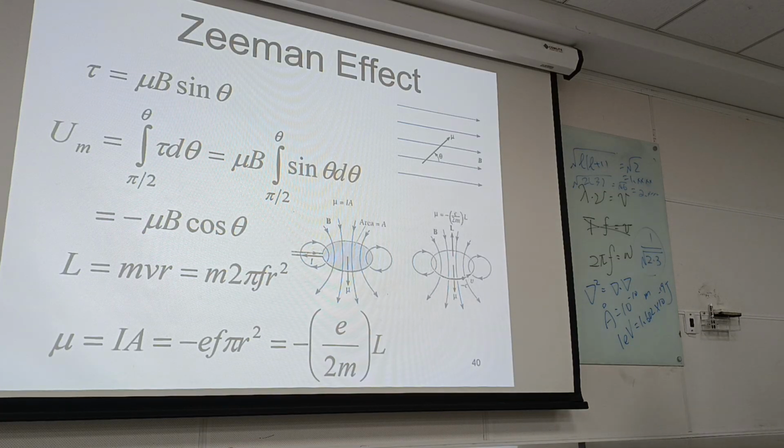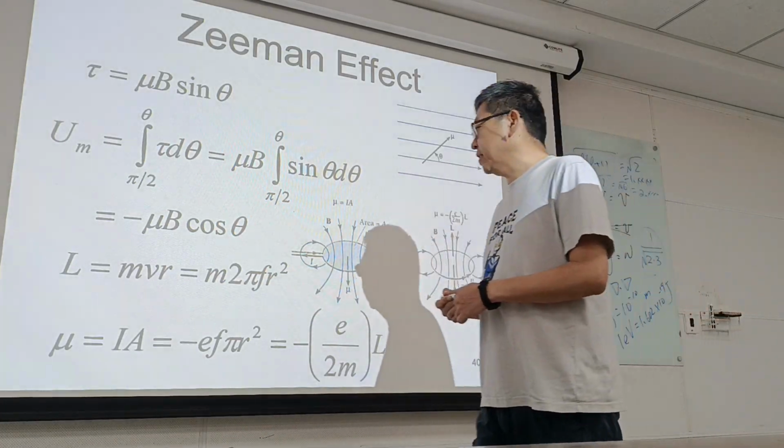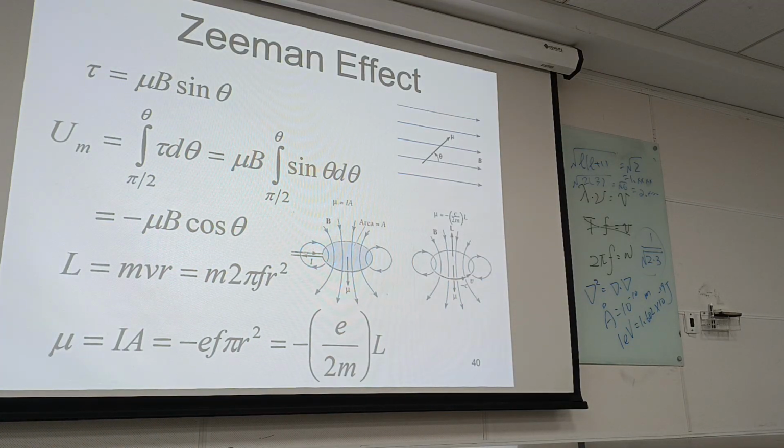So, what is v? v equals frequency multiplied by the period, right? And what else?